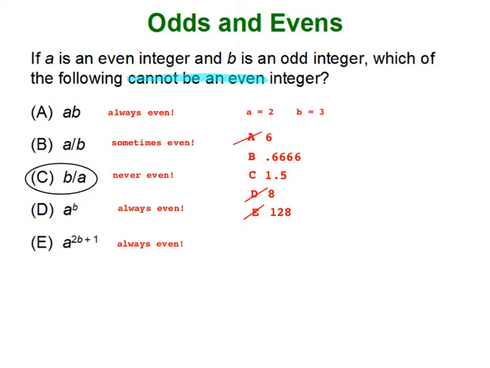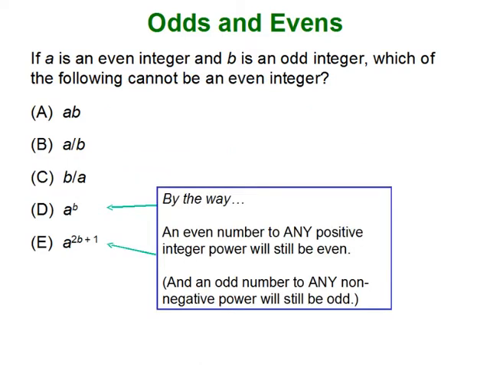So now you can see that division is the issue. So what you might do is try a bigger A. What if A was 6 and B was 3? Then B would be an even integer. C would be 3/6, and that's, again, our correct answer. By the way, as I just said, an even number to any positive power is going to be even, and an odd number, just so you know, to any power is always going to be odd.